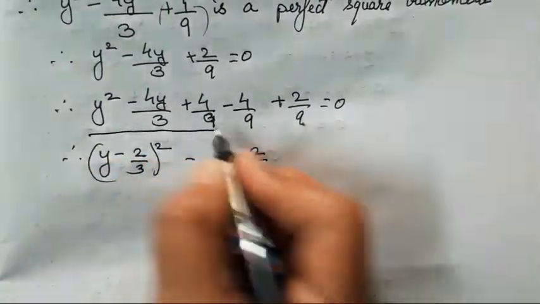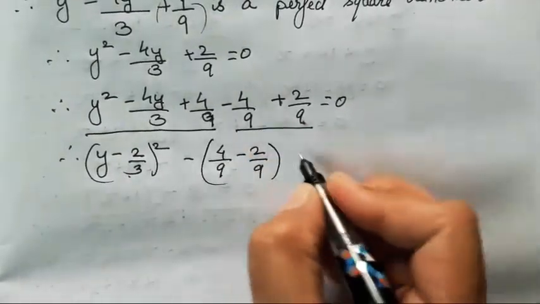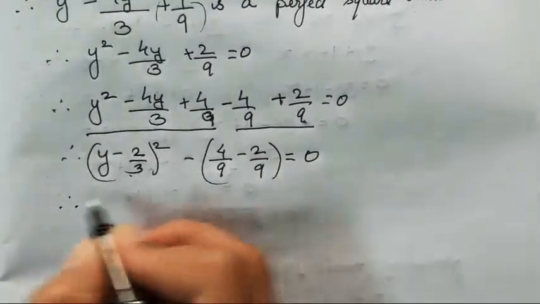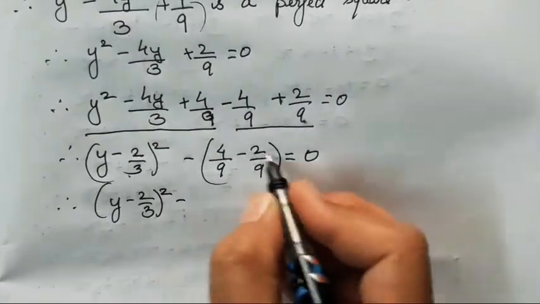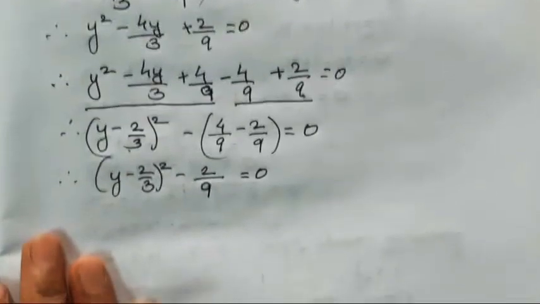This thing I have taken in this bracket and this thing in this bracket, so it is equal to 0. So 4 minus 2, because the denominators are same, so I am doing it directly. No need to write one more step. So 4 minus 2 is 2, denominators are same, so write it once, is equal to 0.